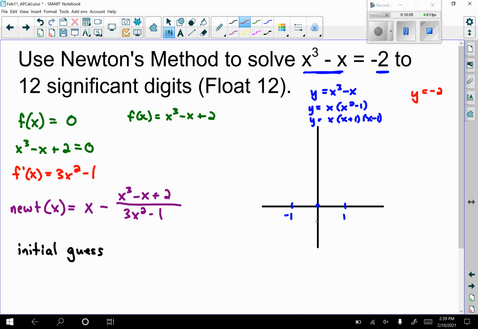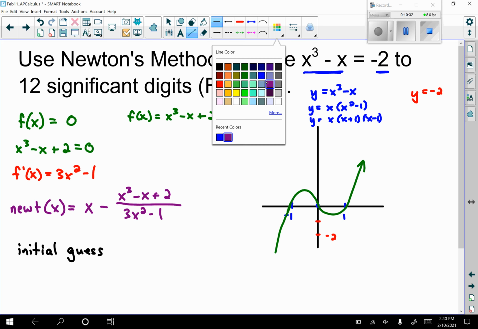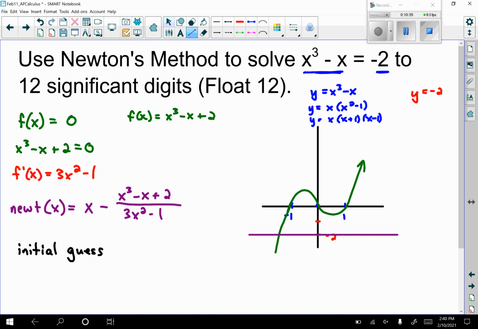And then down here, let's say, here's our negative 2. Because the graph y equals x cubed minus x has a positive leading coefficient, I know that my graph is going to come up through x equals -1, turn, come back down. I don't know how high up it goes or how far down it goes either. But I do know right now if I were to graph my line y equals -2, this is what I would have. So this right here is going to be our initial guess. I'm just going to go closest right here to -1. So how about our initial guess is x equals -1.